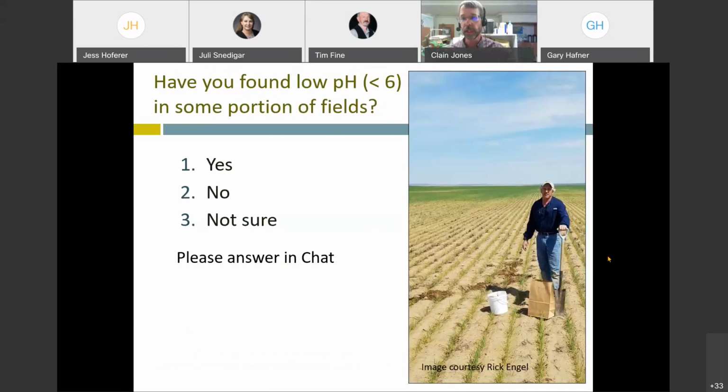So, a question for you, and I'd like you to answer in the chat box: have you found low pH in some portions of fields? If you're a crop advisor on your clients' fields, if you're a producer, have you or your crop advisor or extension agent found low pH? Please put yes or no. I'm seeing some yeses, a 5.5, a yes, a 2, which means no. A few people are saying no, a few people are saying yes. Okay, looks about evenly mixed. Thank you.